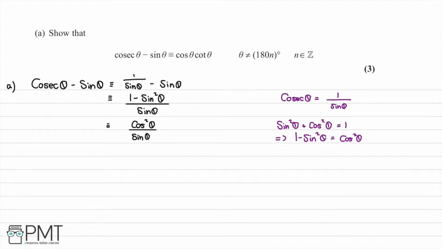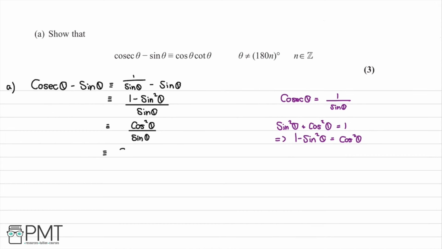So the next thing that we're going to do, we note that we have a cos theta term here. So we're going to separate this and rewrite it ever so slightly. We're going to say that this is equivalent to cos theta multiplied by cos theta divided by sine theta. So going from here to here, we've not actually used any identities. We've simply split our cos squared theta into two individual cos theta terms.